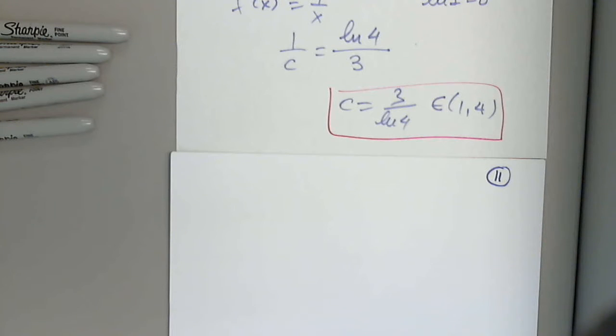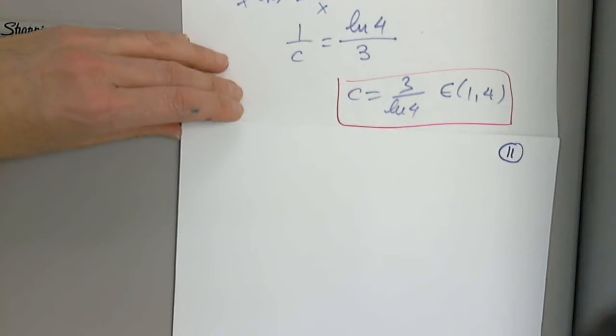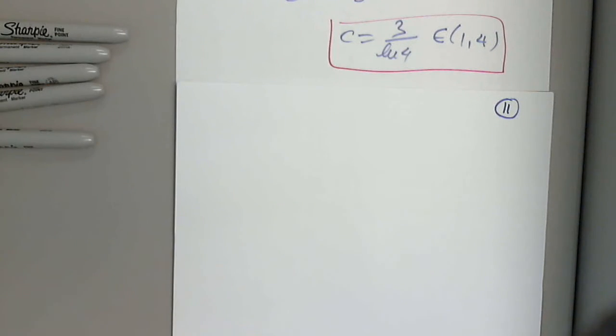But you can write F prime of X equals, and then solve for X. And at the end say, this is my C. That's fine too. No error there at all. Any questions? Is that okay? Good.